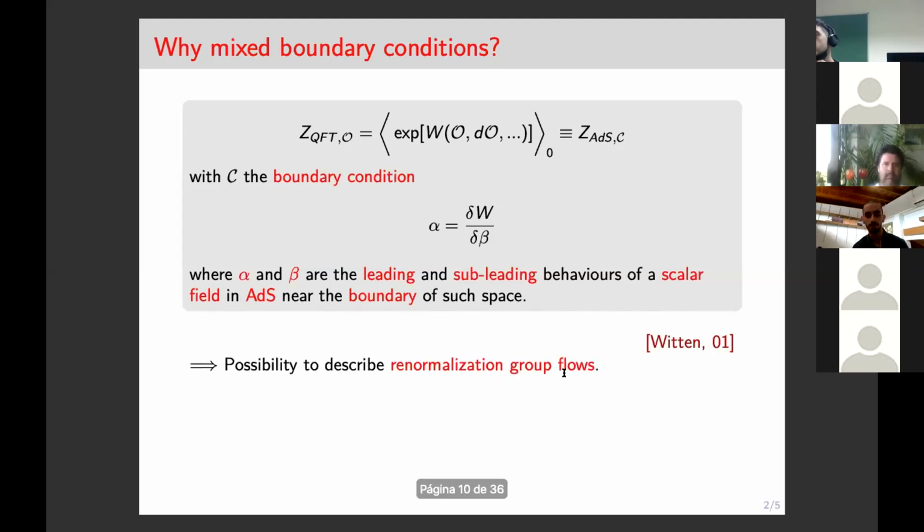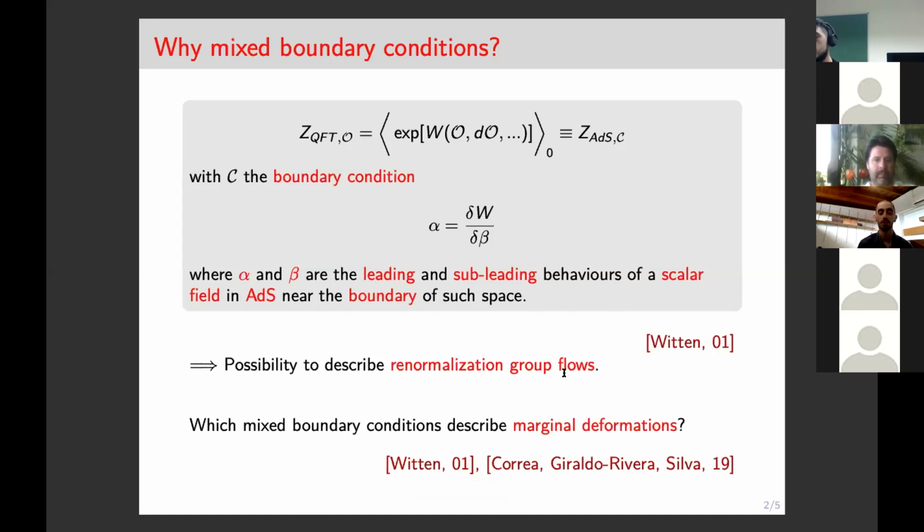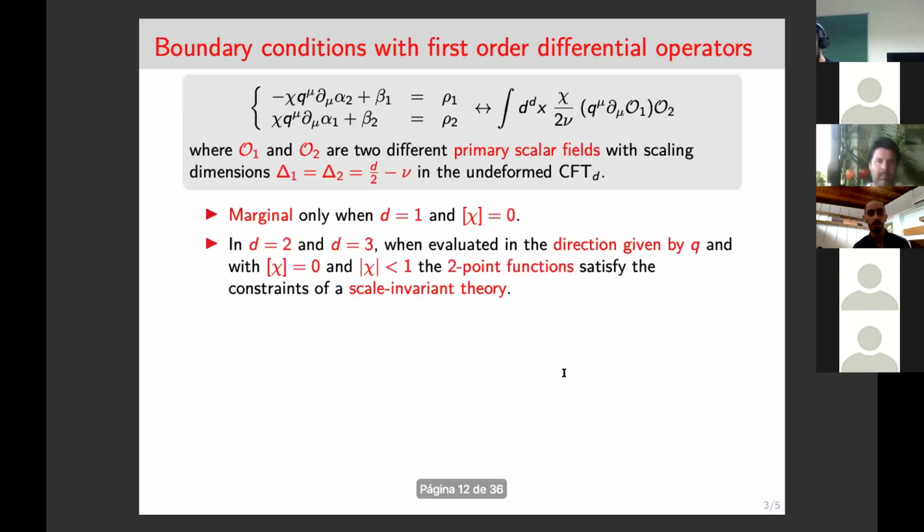So this is interesting because it gives the possibility to describe renormalization group flows in terms of mixed boundary conditions. The simplest example is a linear boundary condition, which relates linearly alpha with beta, which is dual to a conformal field theory deformed by a double trace deformation quadratic in the field O. So a question that arises is which mixed boundary conditions can be used to describe marginal deformations in the dual theory. This was answered by Witten in 2001, and then by Correa, Giraldo, Rivera, and Silva last year.